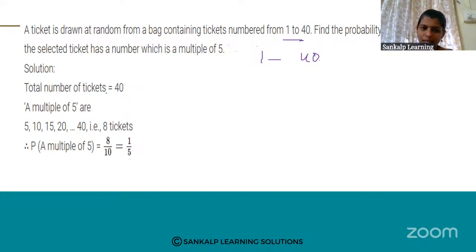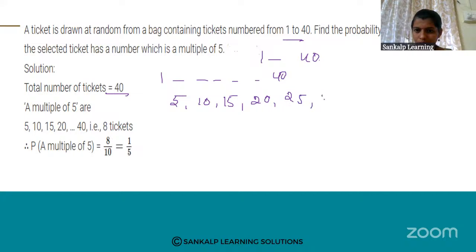So total number of tickets is 40. How many tickets are there in the box? That is 1 to 40, which means 40. Multiples of 5: from 1 to 40, how many multiples of 5 will you get? How many numbers? 5, 10, 15, 20, 25. Next 30, 35, 40 you will get. So 1, 2, 3, 4, 5, 6, 7, 8 numbers you will get. All these numbers are divisible by 5, that is, multiples of 5.